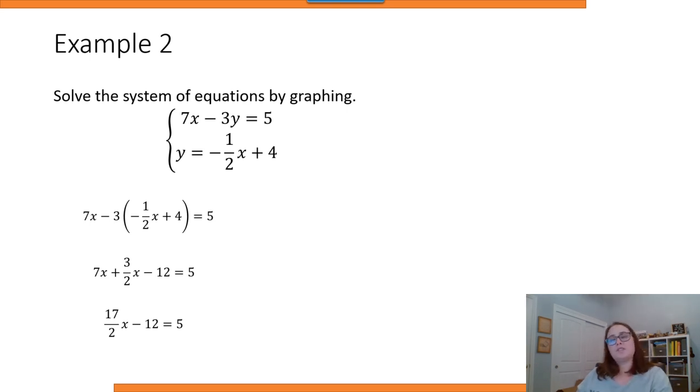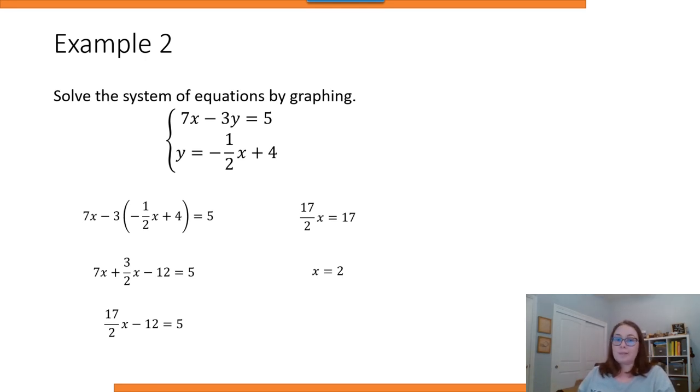And now I'm going to start isolating that x. So plus 12 to both sides gives me 17/2 x equals 17. And then divide by 17 over 2, which gives me x equals 2. So I lucked out. Even though I had to deal with some fractions there, I ended up with a nice whole number answer. And I have found my first part of the solution.